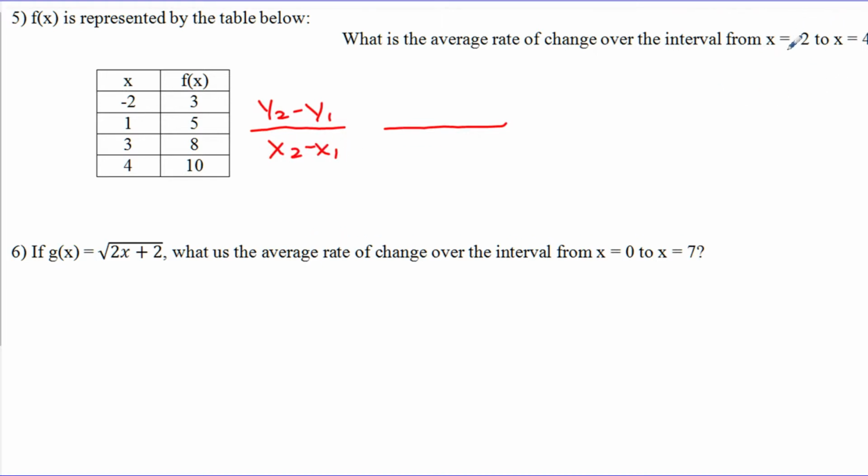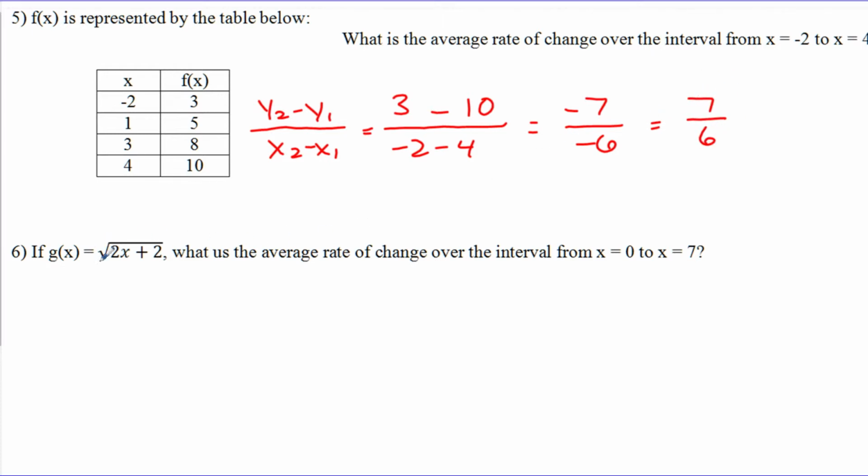They're telling us that the intervals for x are -2 and 4, so this is really for us -2 minus 4, and in the numerator I'm going to put the output values that go with each of these input values. The output for -2 is 3, and the output for 4 is 10, so I'm going to do 3 minus 10. So this one looks like -7 over -6, which I can cancel out the negative signs and say a little bit more simply that it is 7 over 6. And that would be my final answer for 5.